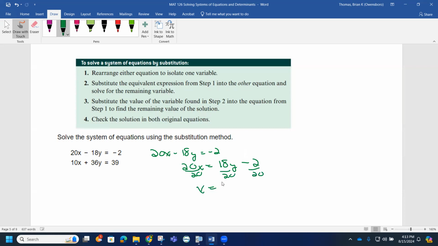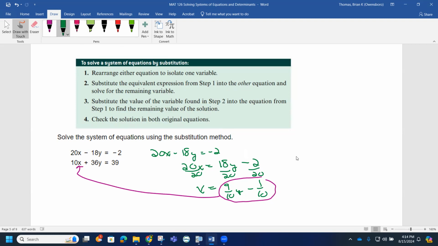Now, if I divide both sides by 20, x is going to equal, and this can reduce, I can take a 2 out, and that'd be 9/10 y minus 1/10. So I'm stuck with fractions or decimals. I'm just going to leave those as fractions and see what happens. What I'm allowed to do now is, I solved the first equation for x, so that means this expression here can go in for x in the second equation.